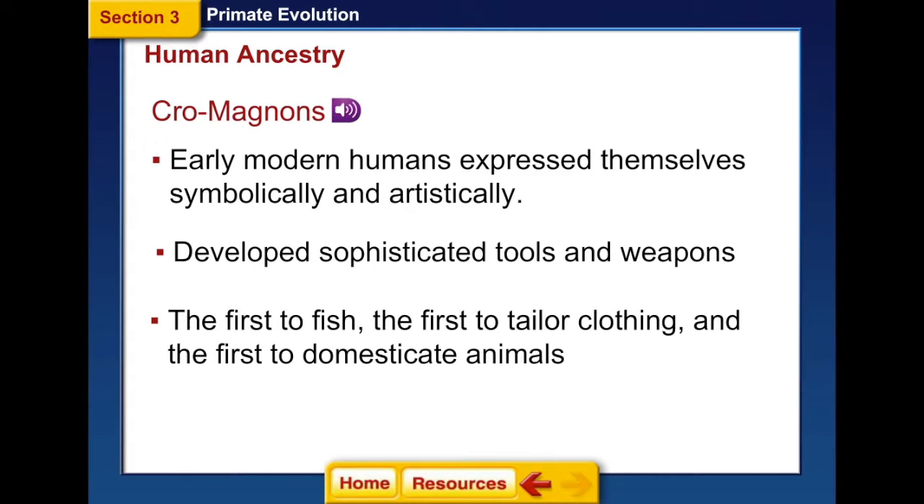The Cro-Magnons were early modern humans who expressed themselves symbolically and artistically. We have seen some paintings and photographs, and these people were able to develop sophisticated tools and weapons. These were the first to fish, the first to tailor clothing, and the first to domesticate animals from the wild.